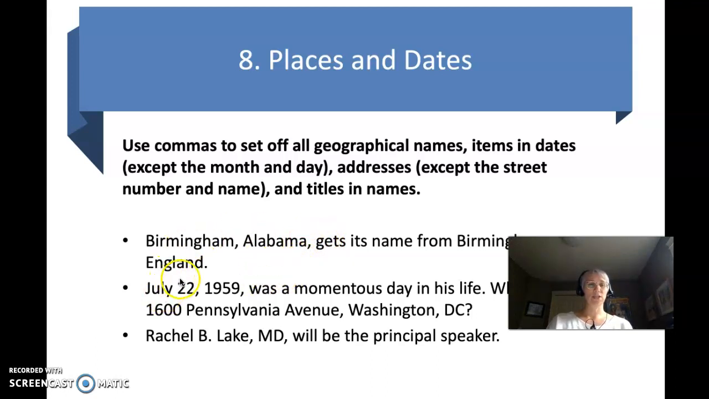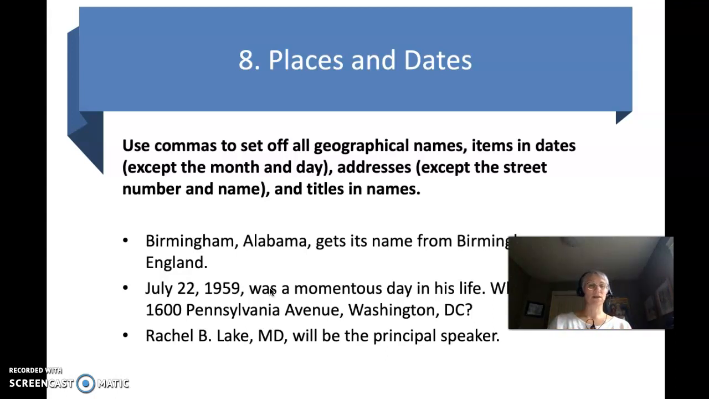Similarly, with the date, July 22nd, 1959. Most people know that one, but then they neglect this one between the number and the first word of the rest of the sentence. Now, the reason for this is multitudinous, and I could go into detail, but generally newspapers like to lose as many commas as possible, and that's one of the commas they lose.